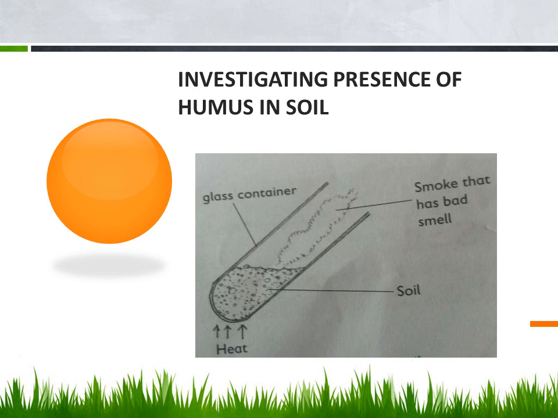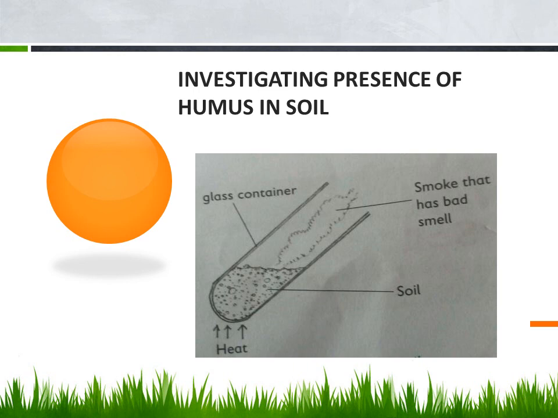Pupils, the procedure is that number 1, put some fresh garden soil in a test tube. Heat the soil strongly and observe what happens. Set up the experiment as shown. If you look at the experiment, we have the test tube, that is the glass container. We have a soil sample inside the glass container. We have a source of heat.